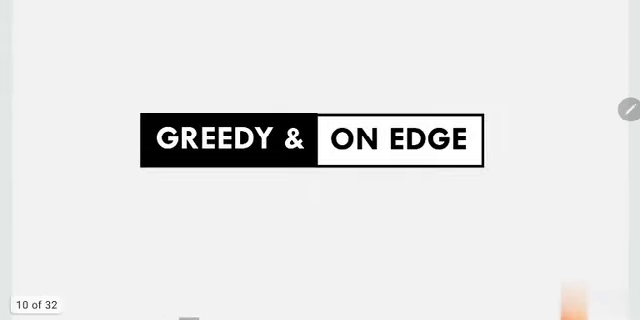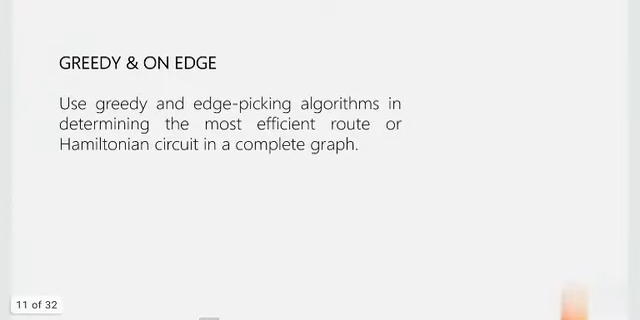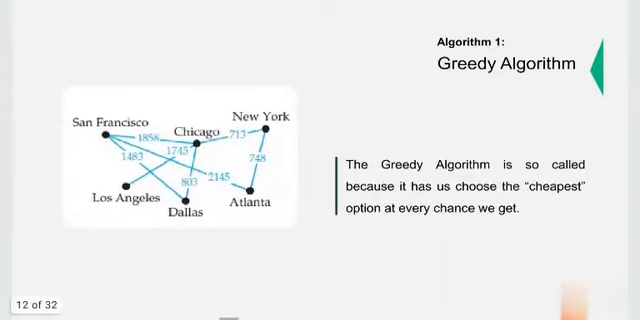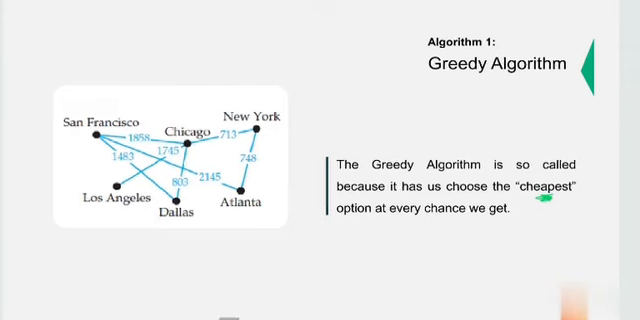Okay? Now, I want to teach you the techniques. We have two algorithms that we can use. The greedy and the edge-picking algorithm in order to find the most efficient route. So, the first one is called greedy algorithm. Bakit tinawag siyang greedy? Kasi every chance that it get, it will choose the cheapest, quote unquote, or in our previous example, the shortest distance possible at every chance it get.